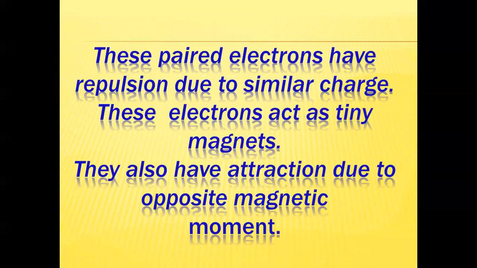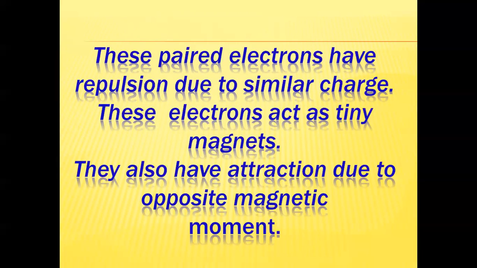Now, electrons of the same orbital are paired, and they have repulsion between them due to the same charge. Why? Because we consider the electron a negatively charged particle. And also, just now we heard that the electron may be considered as a tiny magnet, or when it spins on its own axis, it produces some magnetic moment.